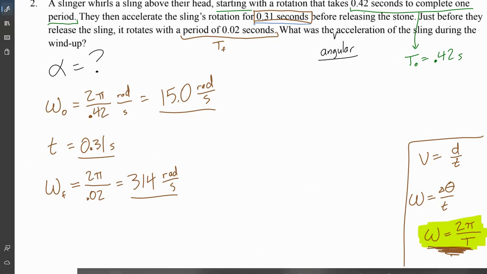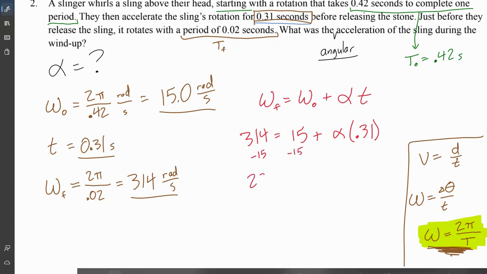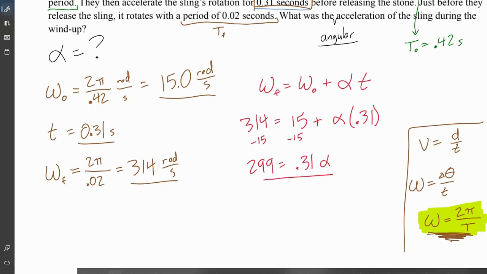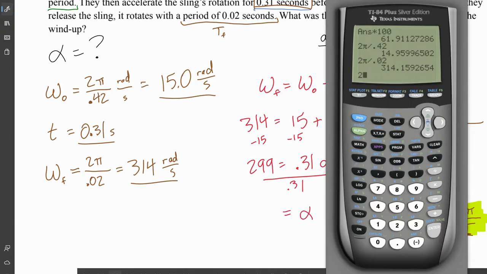So if we take a look at that motion equation, omega final equals omega naught plus alpha time. Now all we have to do is substitute. Omega final, 314. Omega naught, 15, plus alpha, which is what we're looking for, times 0.31. We'll subtract 15 from both sides. 299 equals 0.31 alpha. Divide everything by 0.31. This will give us alpha is equal to 299 over 0.31.